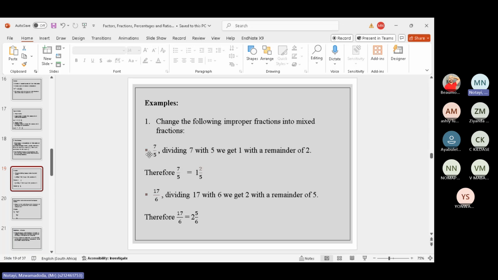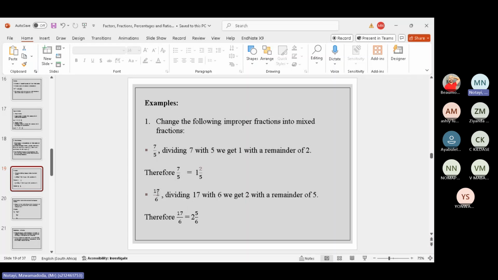We have 7 divided by 5. Dividing 7 by 5, we get 1. So there's only one 5 in 7 with a remainder of 2. So therefore, 7/5 is equal to 1, that is the whole number, 2/5.